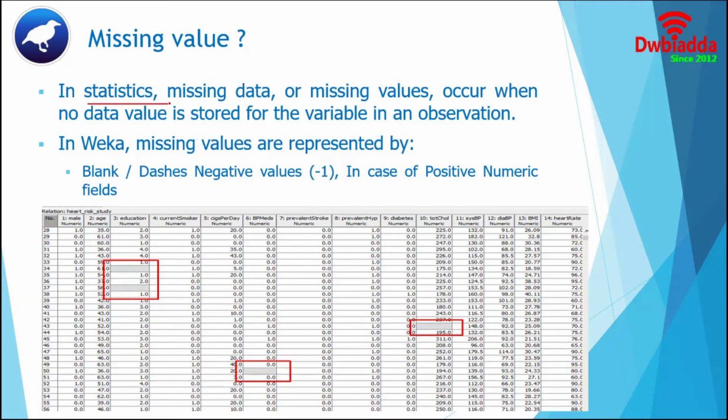In statistics, missing values occur when no data values are stored for the variable in an observation. In Weka, missing values are represented by blanks or dashes. In some cases, negative values can be represented as missing values when the fields are for positive numeric data. Let's focus on this Weka dataset. Missing values are represented by blank space. So in our data analysis, we have to consider only the blank spaces.